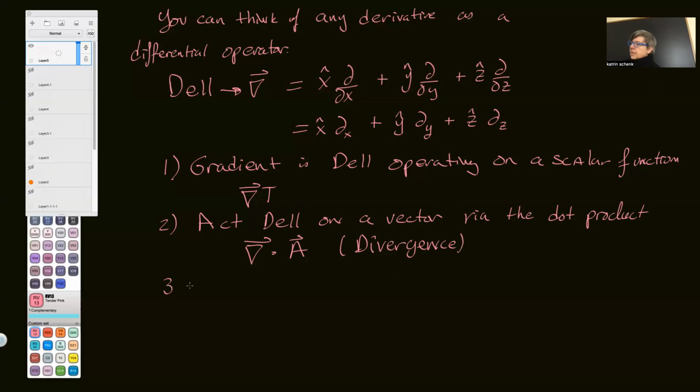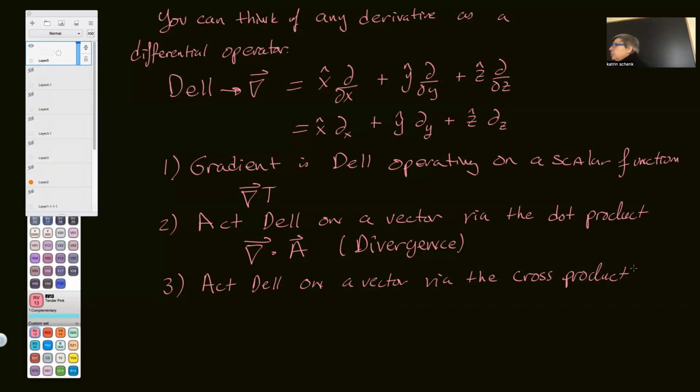And the third thing is to act del on a vector via the cross product. Because remember, there are two vector products that we know about. The dot product results in a scalar, and the cross product results in a vector. So this would be del cross A, and this is called the curl.